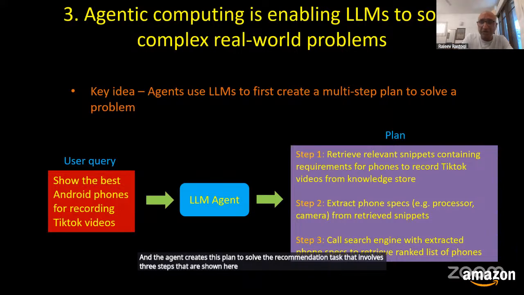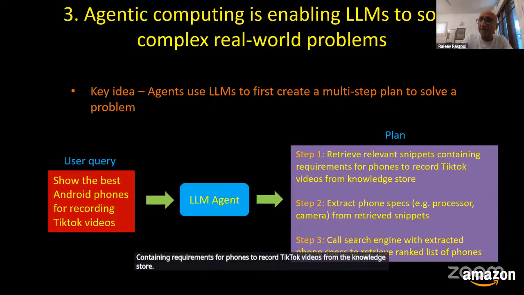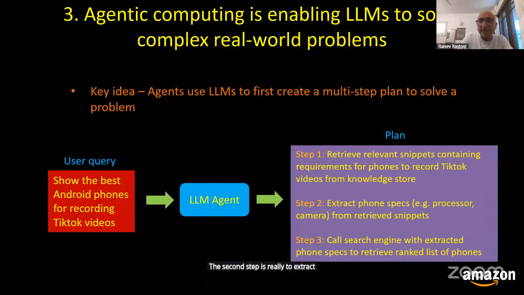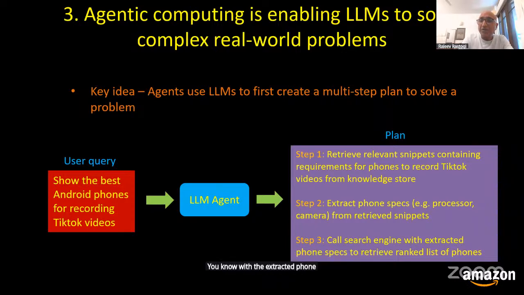First step is to retrieve relevant snippets containing requirements for phones to record TikTok videos from the knowledge store. The second step is really to extract the phone specs, like the processor or camera, from the retrieved snippets. And the final step is to invoke a product search engine with the extracted phone specs to retrieve a ranked list of phones, right? So, this is the plan that the agent creates using LLMs.